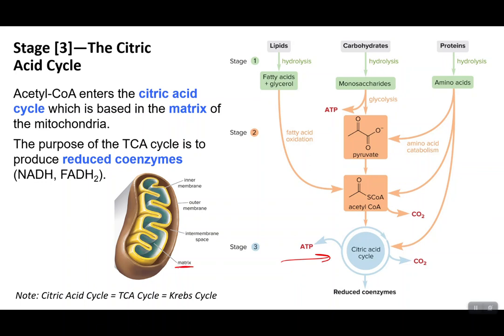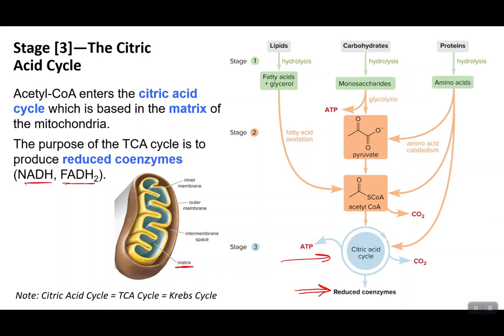So the purpose of this cycle is going to be primarily to produce these reduced coenzymes. So when acetyl-CoA enters your citric acid cycle, there's going to be a series of reactions that are circular in nature. But this series of reactions, yes, it will produce some ATP, but the main point will be to produce these reduced coenzymes. And that's because it's going to be these coenzymes that enter the next stage. These coenzymes are specifically NADH and FADH2, and we will also talk more deeply about these in a separate video.